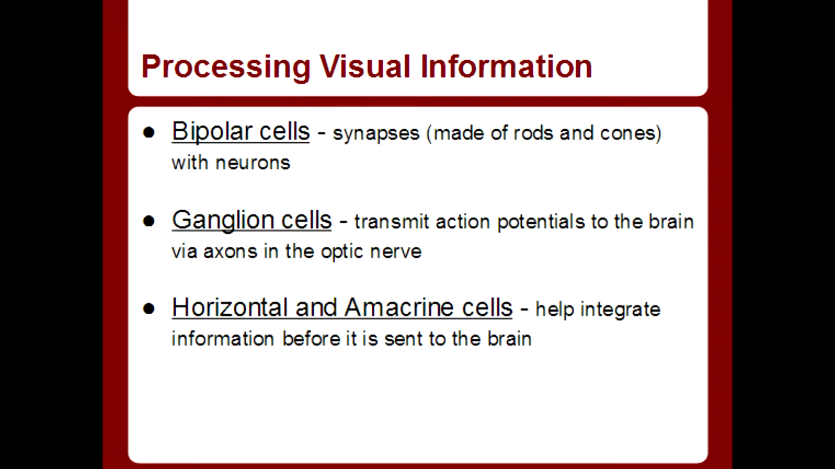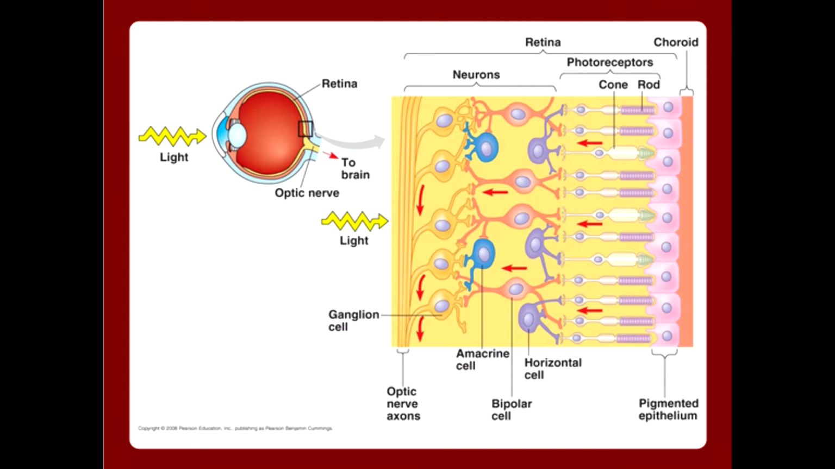In processing visual information, there are these things called bipolar cells, and they're basically synapses made of rods and cones with the neurons, and ganglion cells, which transmit action potentials to the brain via the axons, and the horizontal and amacrine cells. So on the diagram on the next slide, light enters your eye and goes to the retina, and in the retina, light hits the ganglion cells, which make a signal to the amacrine and horizontal cells, to the photoreceptors, to the brain. So basically it's just another pathway to the brain, how it does that.